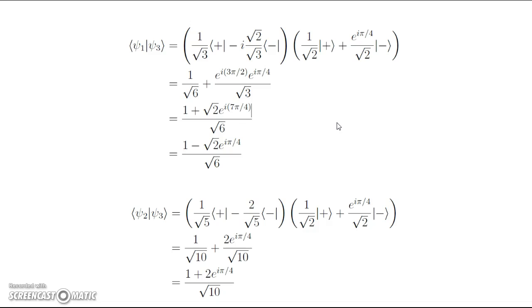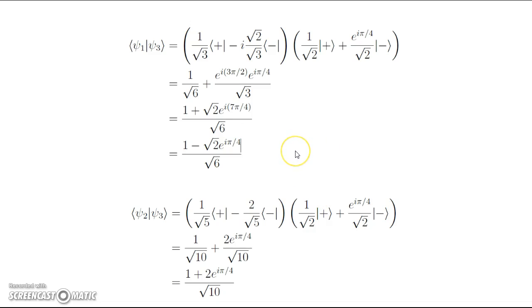We can do one more simplification, which isn't completely necessary, but I chose to do it anyways. And that's noting that 7 pi over 4 is equal to negative pi over 4. And once we have the negative in the exponent, we can bring it down for equivalence for complex values. So that tells us that the inner product is equal to 1 minus root 2 times e to the i pi over 4 all over root 6. And finally, we can do psi 2 inner product with psi 3. Goes through the math, and we get that the inner product is equal to 1 plus 2 e to the i pi over 4 all over root 10.